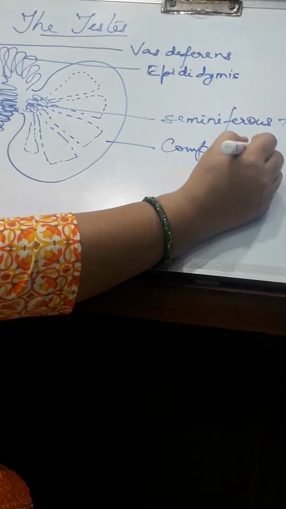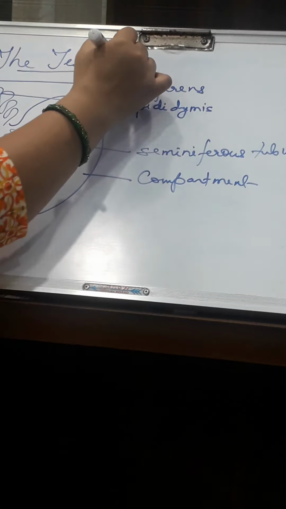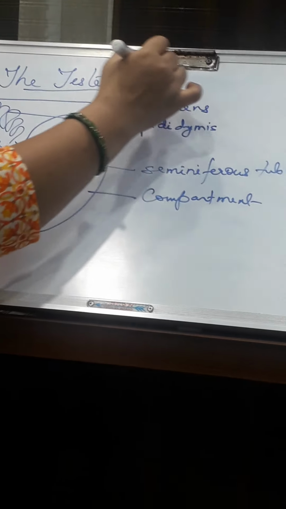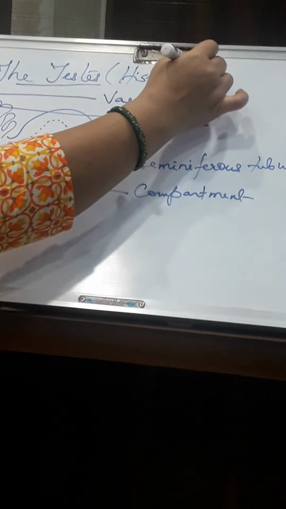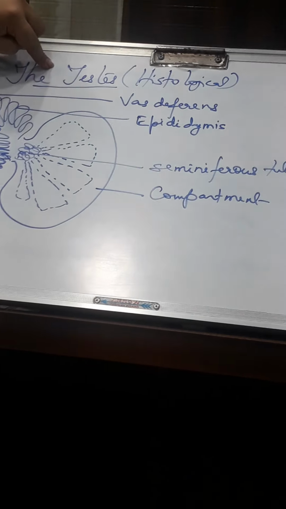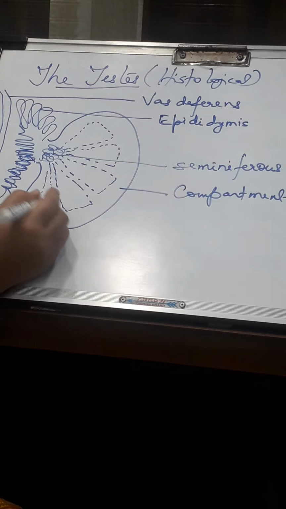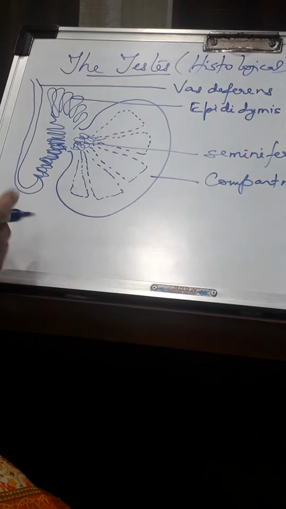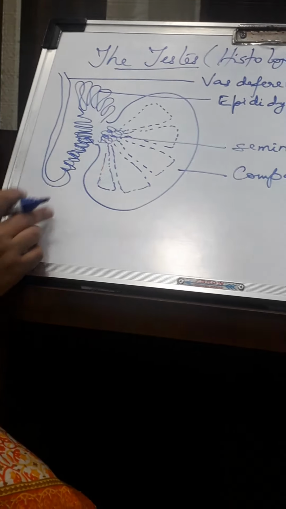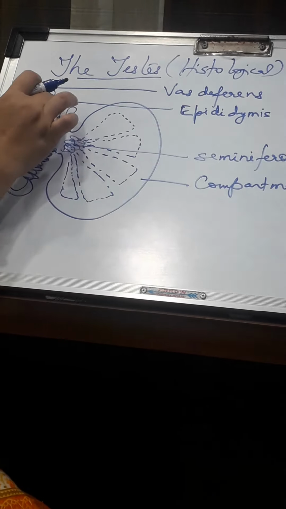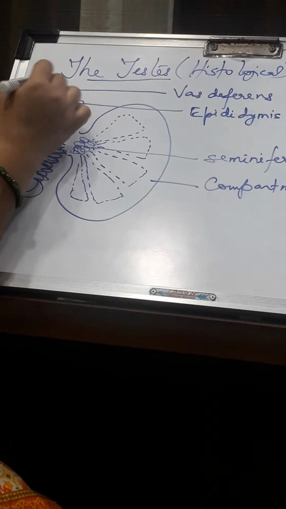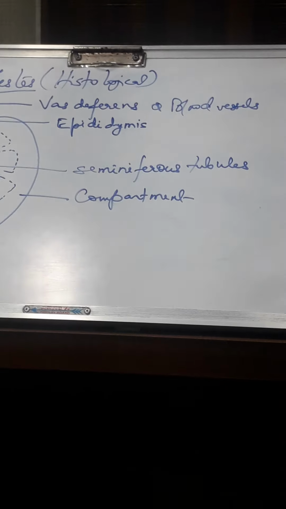We have to deal with the histological structure. Histology means the study of tissues. We will look at the histological structure of the testis, and how it lies in the male. Now, individually we have to write this. This is the seminiferous tubules, with the epididymis lying here. The vas deferens and blood vessels run together.